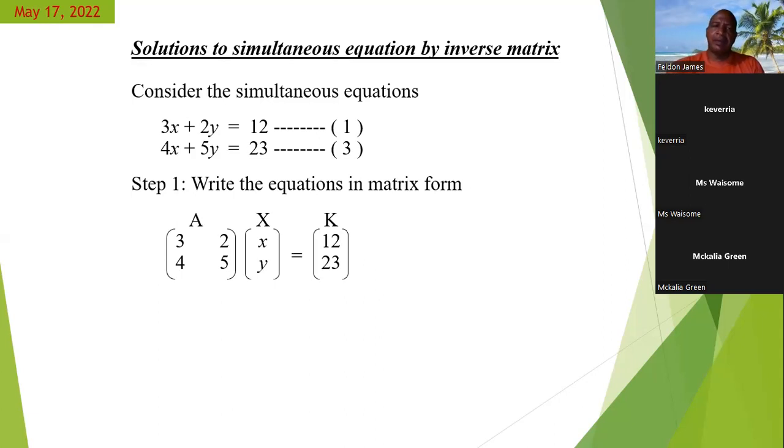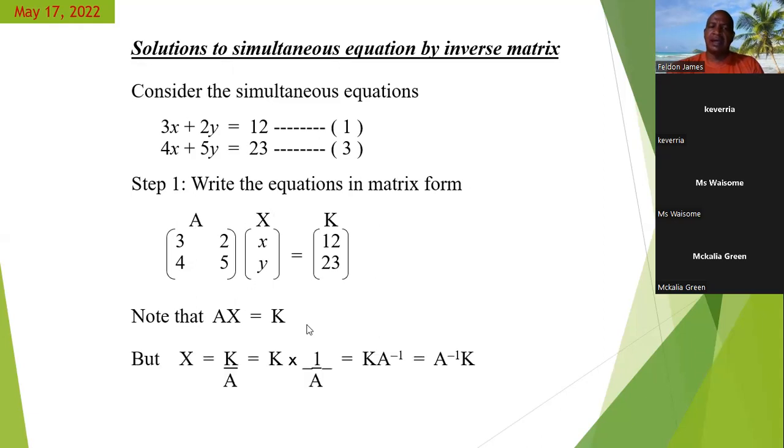The next step, if you look at what we have down here, if you multiply A times X, you get K. But if you're solving for X, you would have to divide by K. Remember, if you're solving this as an equation for X, you would divide both sides by A. But when you divide this side by A, you get X.